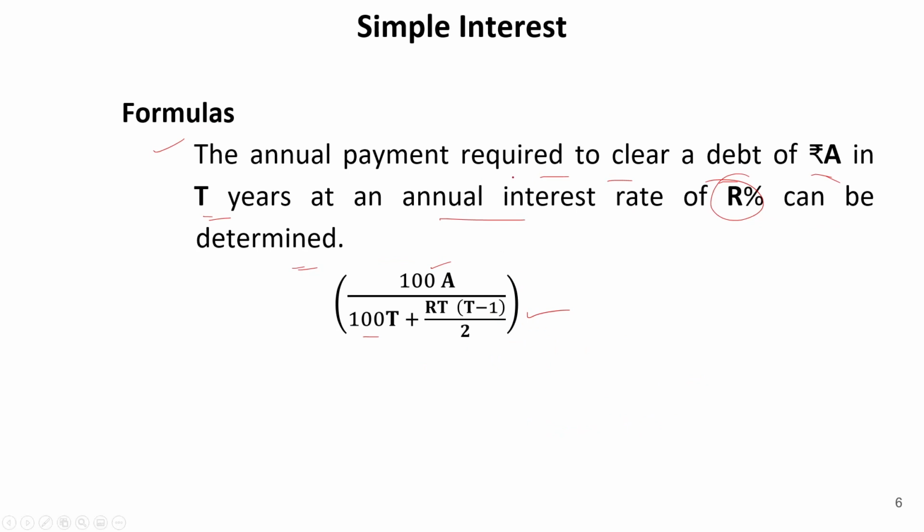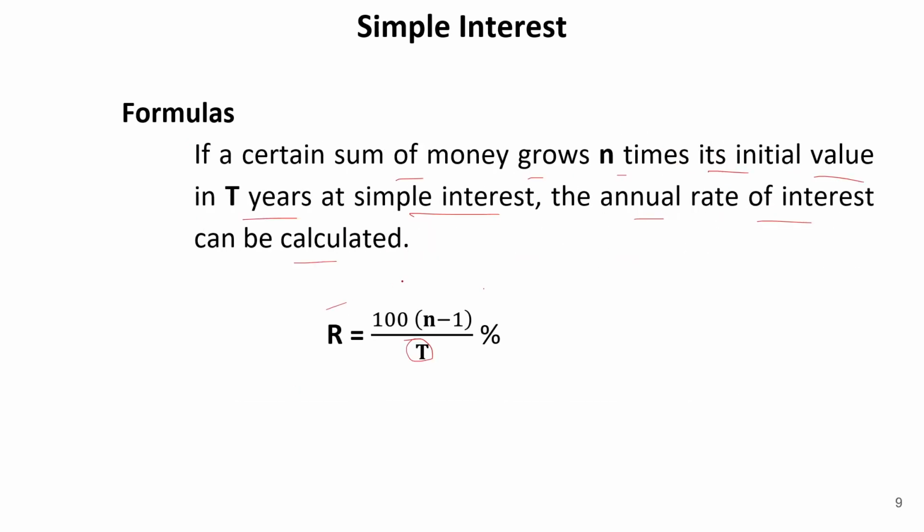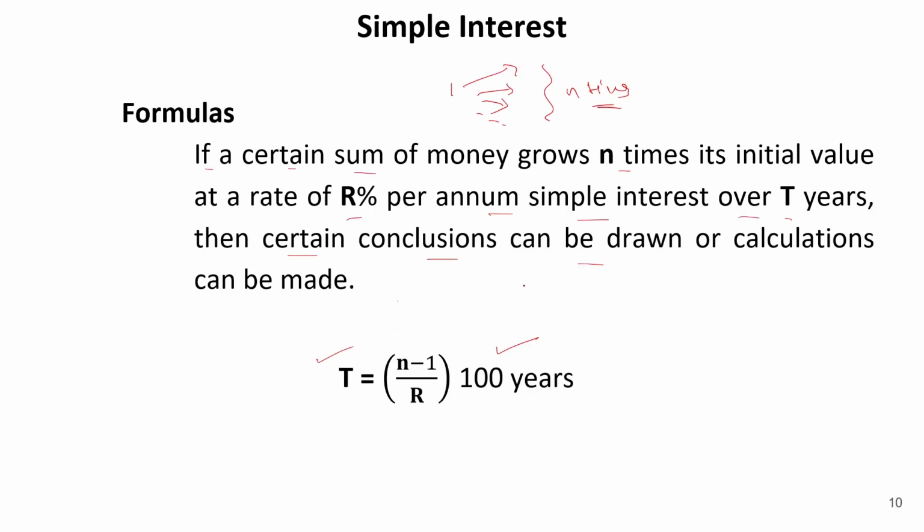So the annual payment required to clear the debt of A in T years at an annual interest rate of R% can be determined by this formula, that is 100A by 100T plus RT into T minus 1 by 2. So if a certain sum of money grows to n times its initial value in T years at simple interest rate, then the annual interest will be R is equal to 100 into n minus 1 whole by T percentage. If the sum of money grows to n times its initial value at R% per annum simple interest over T years, then it will be T is equal to n minus 1 whole by R into 100 years.